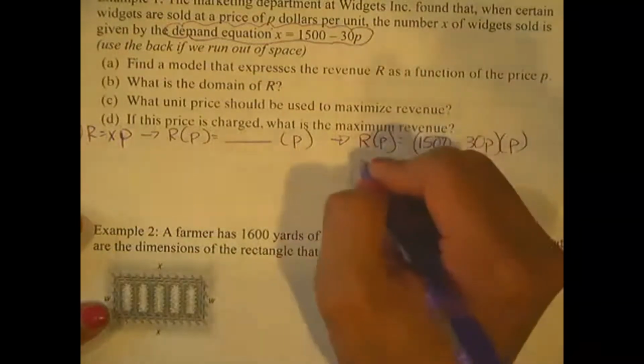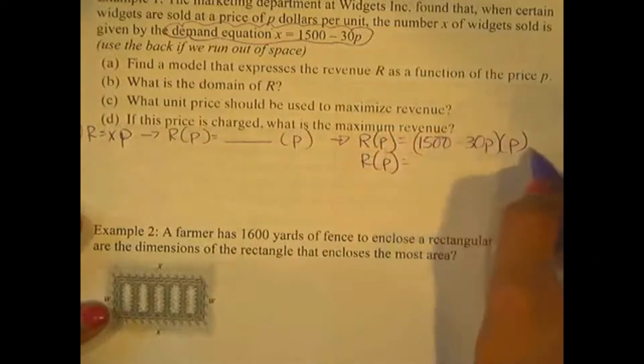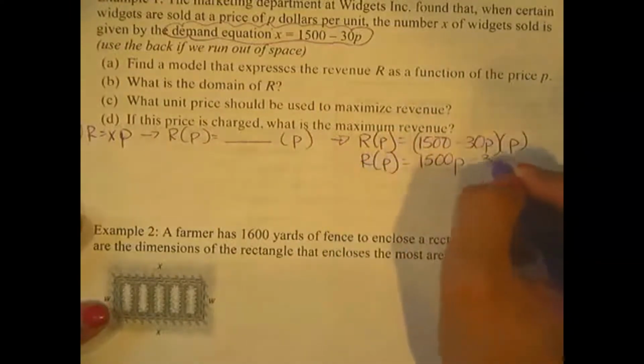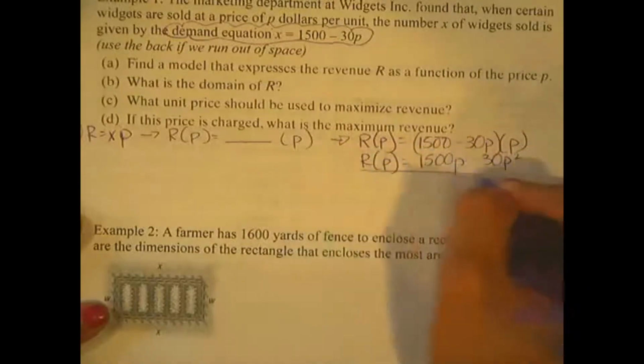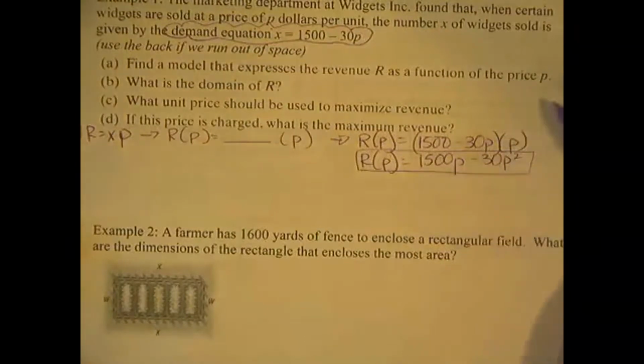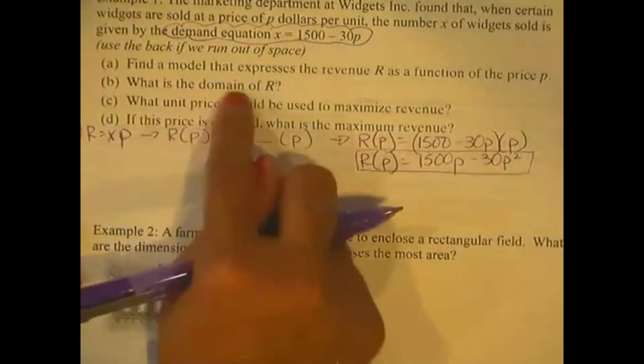And from here, I'm going to distribute. So R of p equals 1500 times p is 1500p minus 30p squared. So this model right here is the revenue model all in terms of price. B. What is the domain of R?